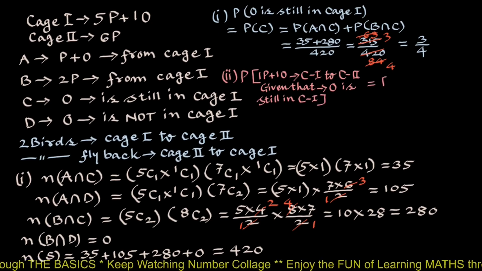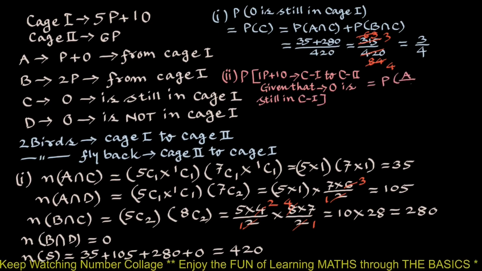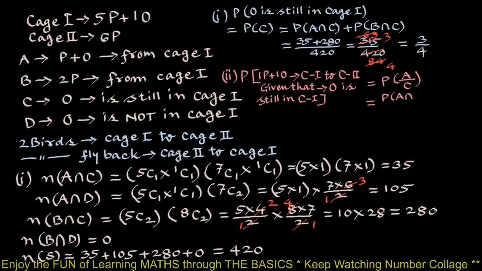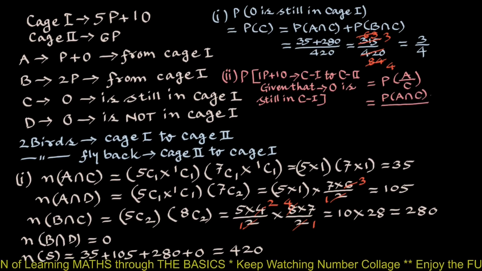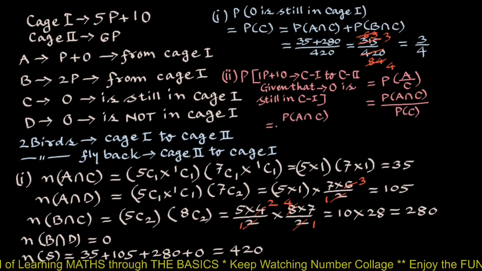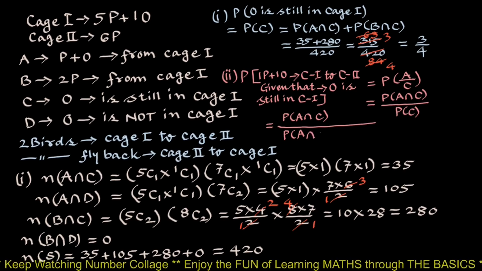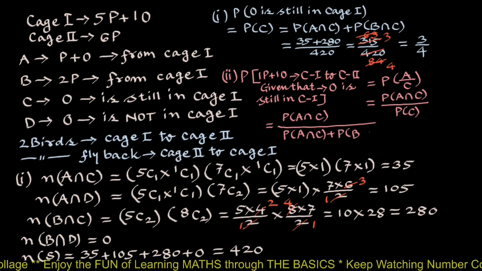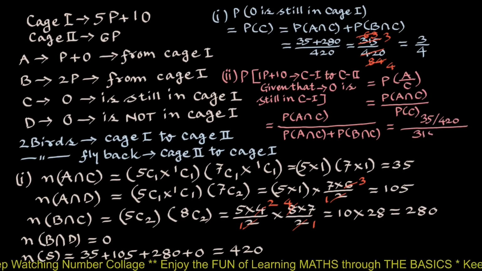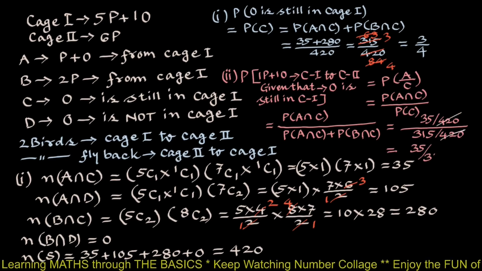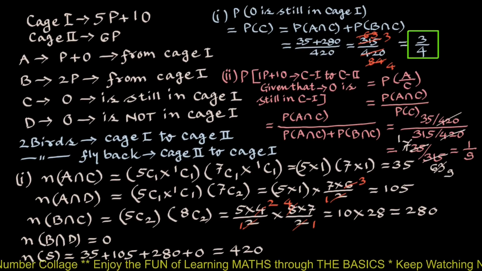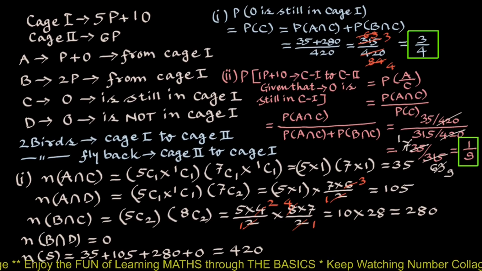This will be probability of event A when event C has already occurred, which is probability of A intersection C upon probability of C, which is probability of A intersection C upon probability of A intersection C plus probability of B intersection C, which is 35 upon 420 upon 315 upon 420, 35 upon 315, which is 1 upon 9. So answer to the first question is 3 upon 4 and answer to the second 1 upon 9.